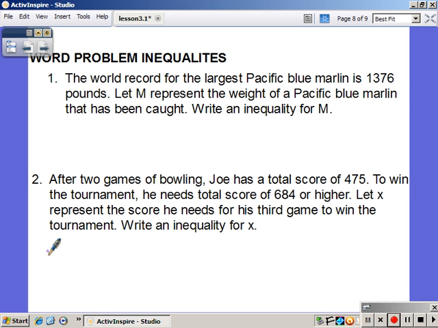Of course, going to finish off with some word problems then. First one, the world record for the largest Pacific blue marlin is 1,376 pounds. M representing the weight of that blue marlin, we want an inequality. So we're comparing M to the 1,376.